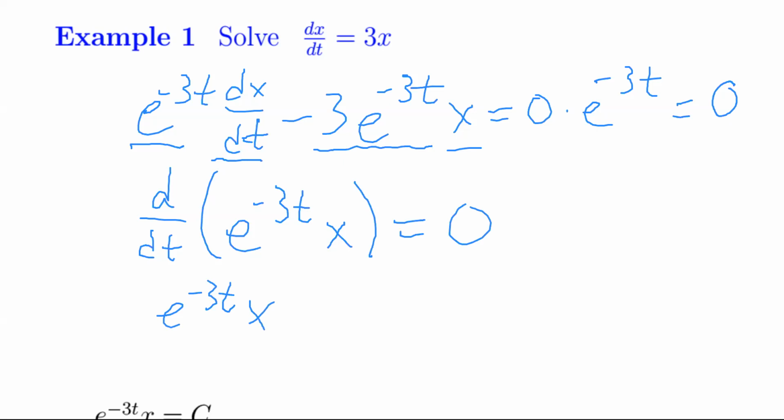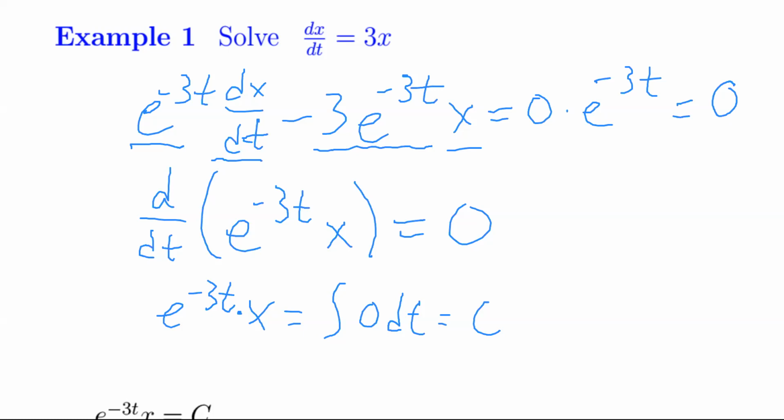So that is e to the negative 3t times x. And then we integrate the right-hand side. So we integrate 0 with respect to t. Well, that is just c, some constant. And here that c is important now, so we need to leave that. So we, in fact, get e to the negative 3t times x is equal to c.